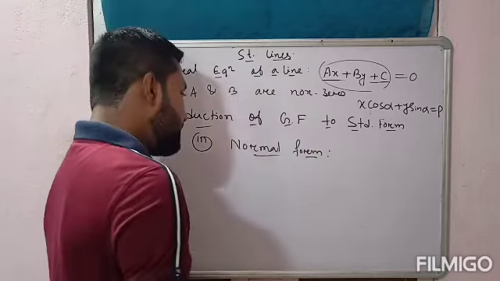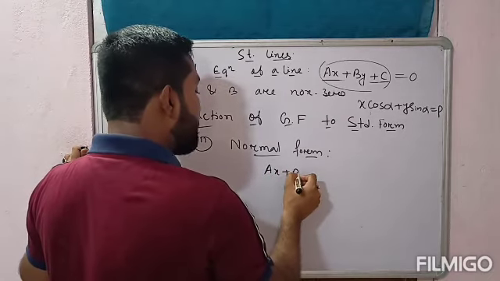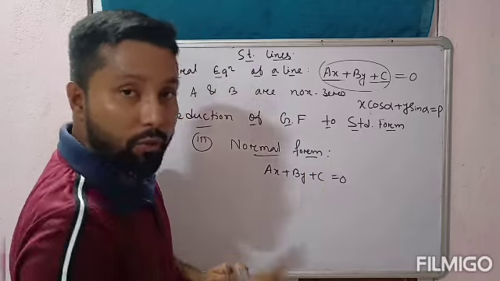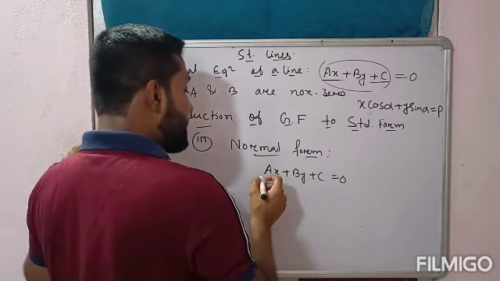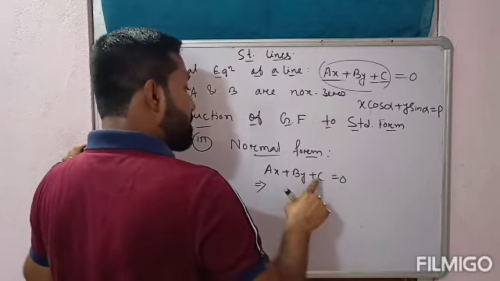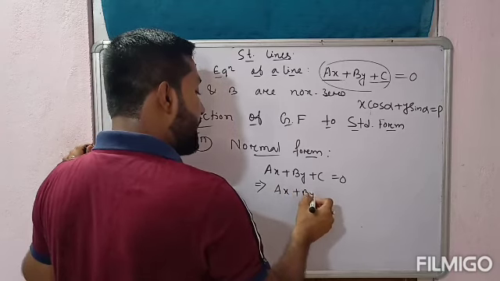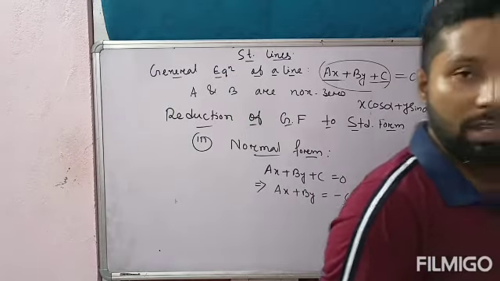So to reduce any general equation, that is ax plus by plus c equal to 0, into normal form, the first step, here you have to think the steps. Okay, look, the first step is to shift the constant to the right hand side, that is ax plus by is equal to minus c. Shift the constant to the right hand side.